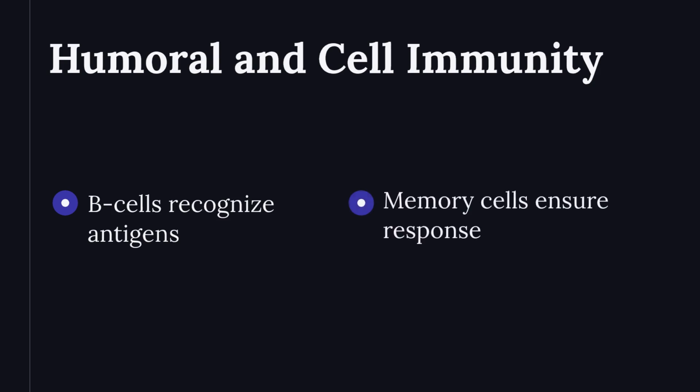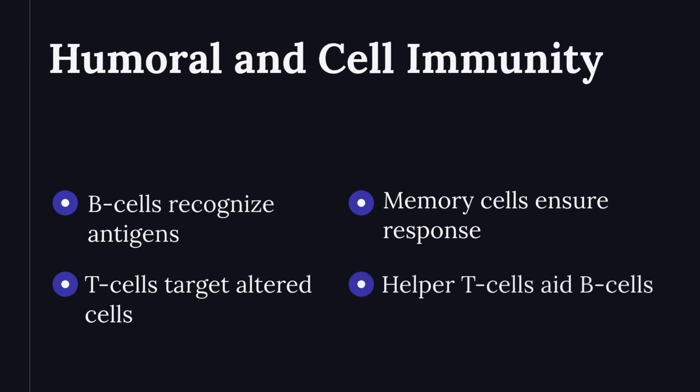Humoral immunity involves B cells recognizing circulating antigens. Memory cells ensure rapid future responses. Cell-mediated immunity involves T cells recognizing altered cells. Helper T cells stimulate B cells for antibody production. Cell-mediated immunity is crucial against cancers and viruses.